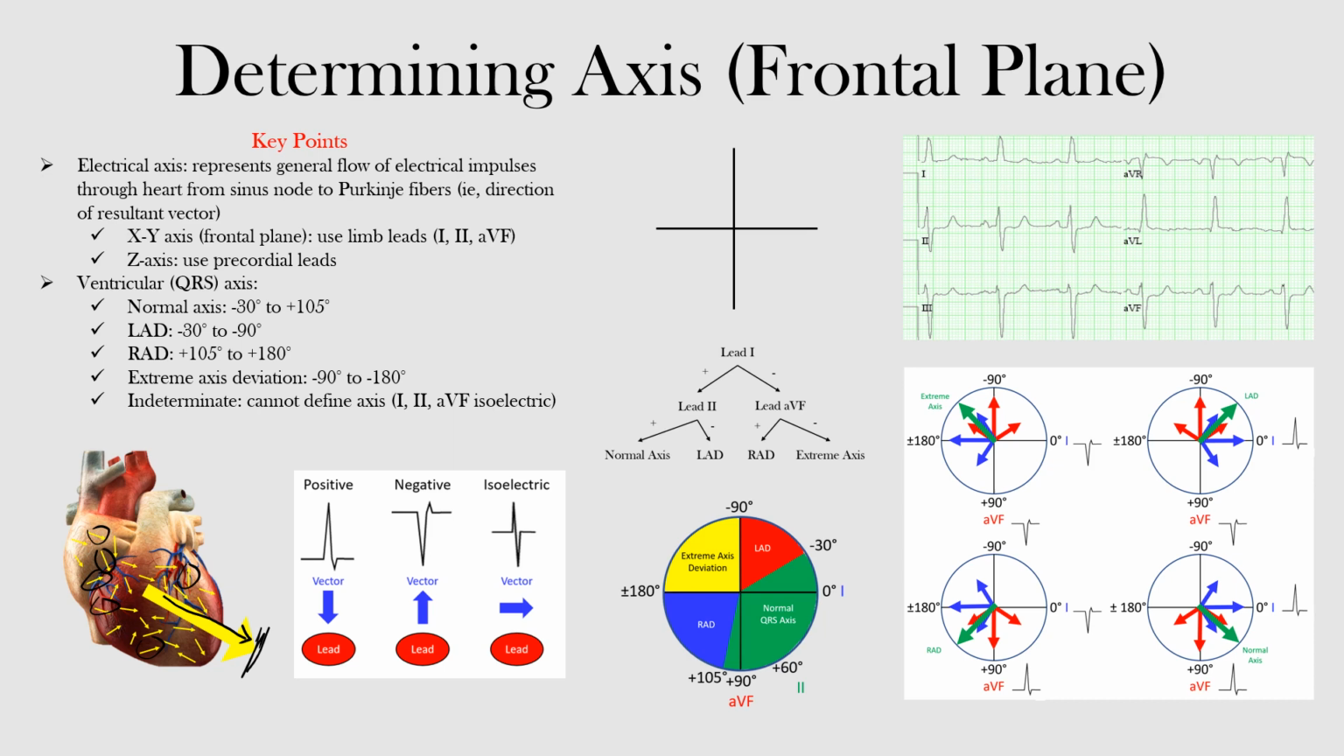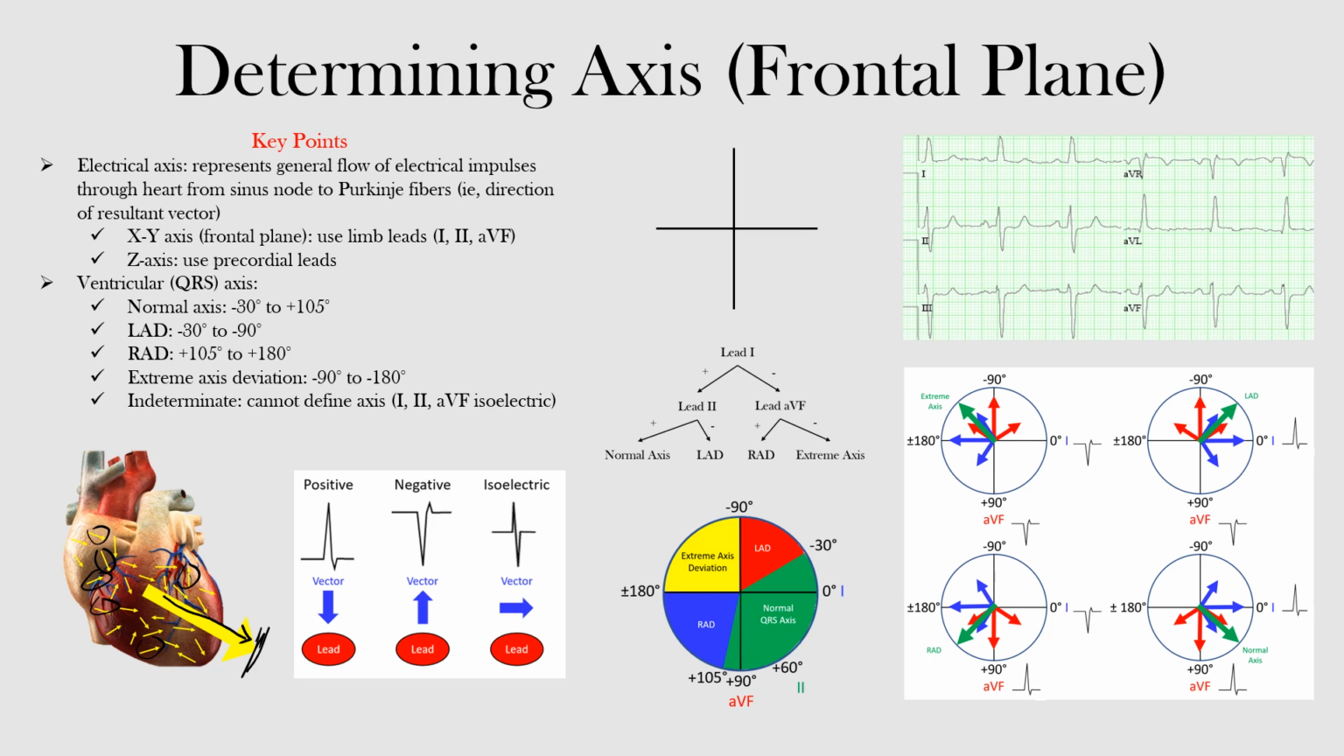Now, if you wanted to find the XY axis or the axis in the frontal plane, you would use the limb leads. And if you wanted to find the Z axis, you would use the precordial leads. Here we're going to look at how to find the axis in the frontal plane. So we're going to focus on the limb leads, specifically leads 1, 2, and AVF. We will also focus on the ventricular axis or the QRS axis for our teaching purposes. You can also apply these same principles to other waves and segments on the EKG.